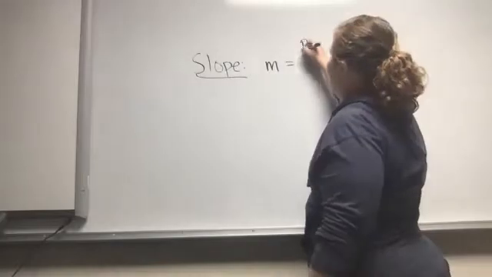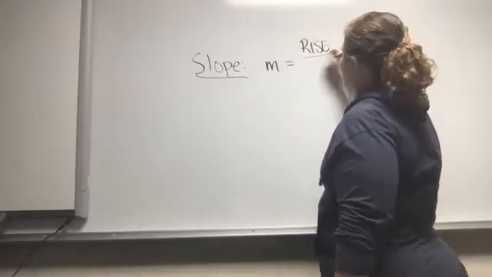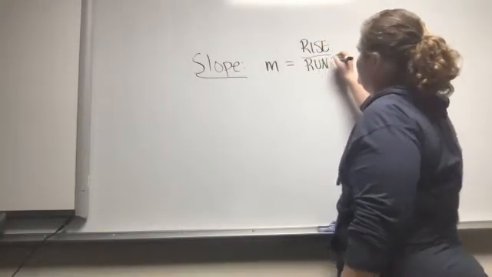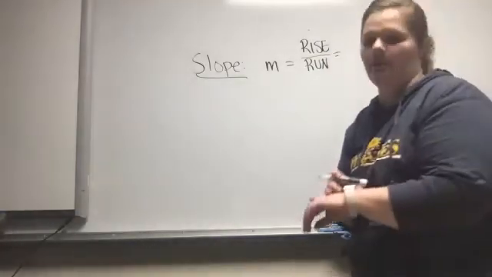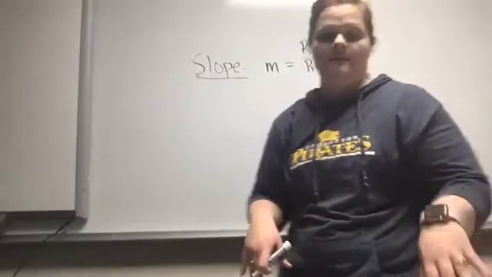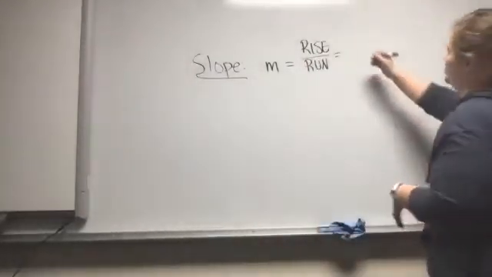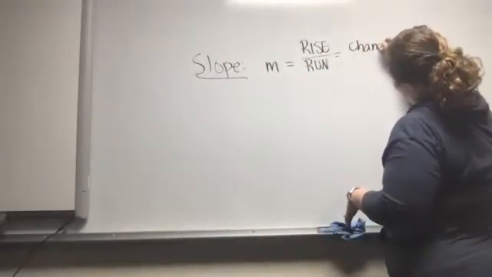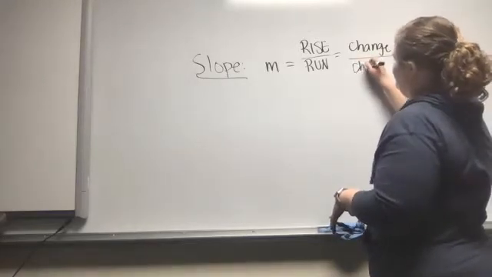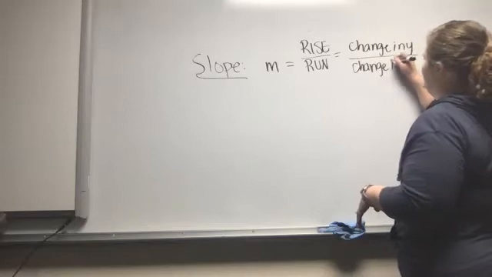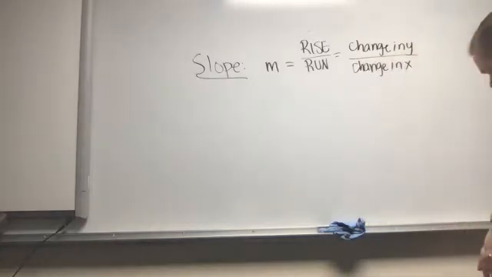Slope is known as your rise over your run. I'll say that a lot: rise over run, rise over run. I'll say it multiple times. Otherwise known as your change in y over your change in x. So change in y over change in x.